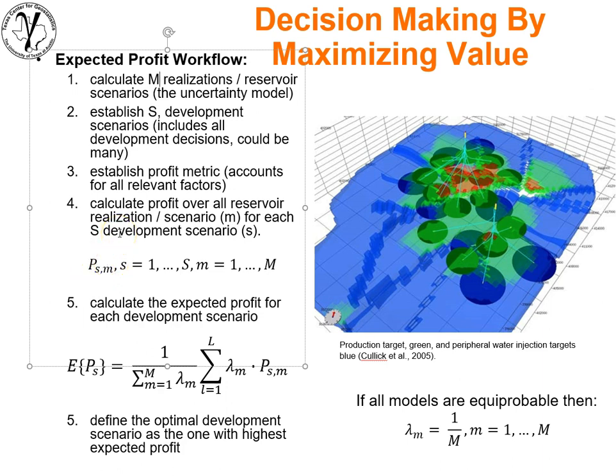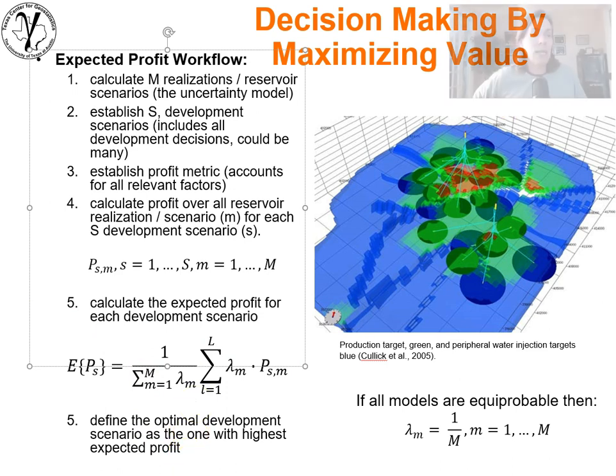Then we simply calculate the expectation of profit for the scenario over all of the possible subsurface models. I put a lambda in there because it's possible that the models are not equally probable. We may want to weight them. If not, we don't need the weighting. We're just taking an arithmetic average. Now, for each one of the developmental scenarios, we'll have the expected profit, and we can pick the developmental scenario that maximizes profit. That's the best one, the one with the highest profitability.